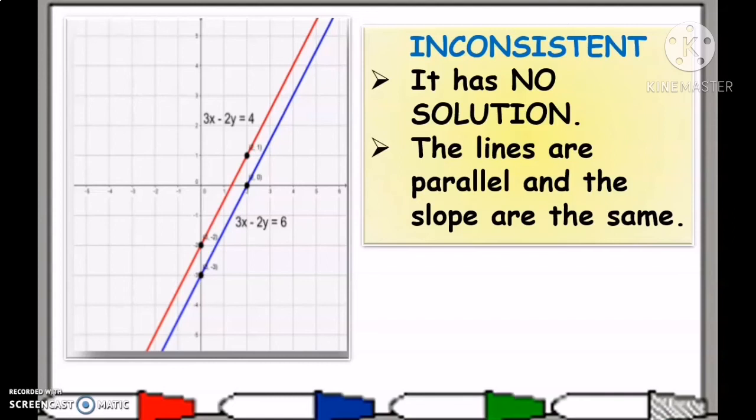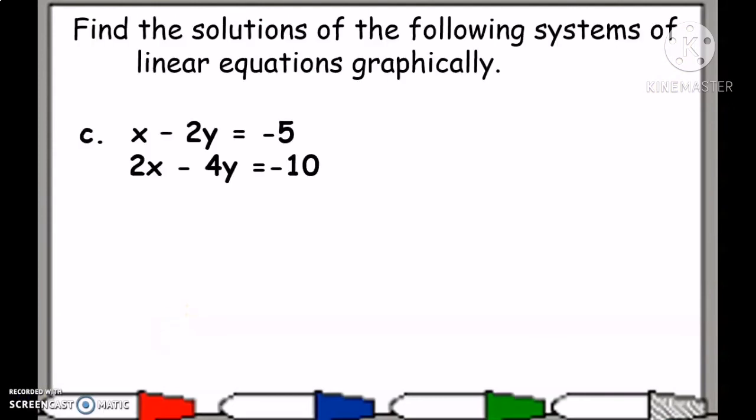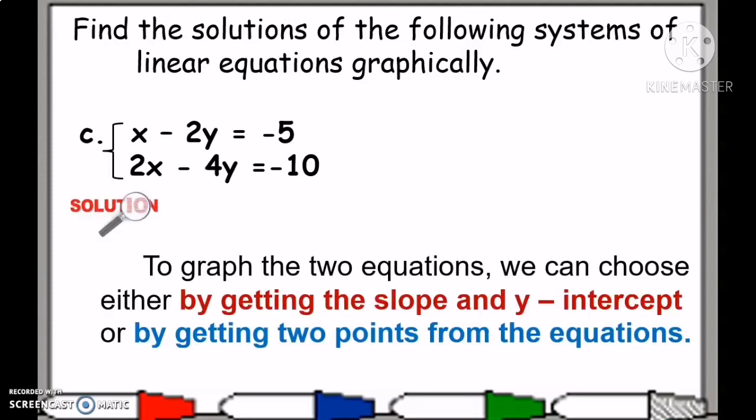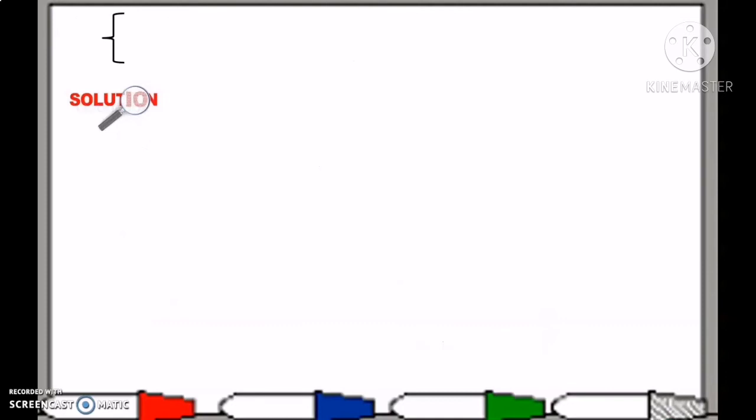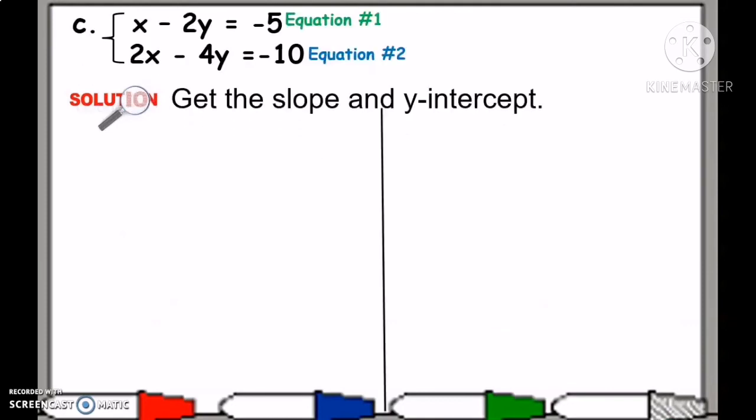Proceed na tayo sa pangatlo. So, next po natin. Find the solutions of the following system of linear equations graphically. So, ito pa rin po. We are given two equations. So, ang solution is by getting the slope and y-intercept. So, equation 1 and equation 2. So, start muna tayo kay equation 1. X minus 2y is equal to negative 5.